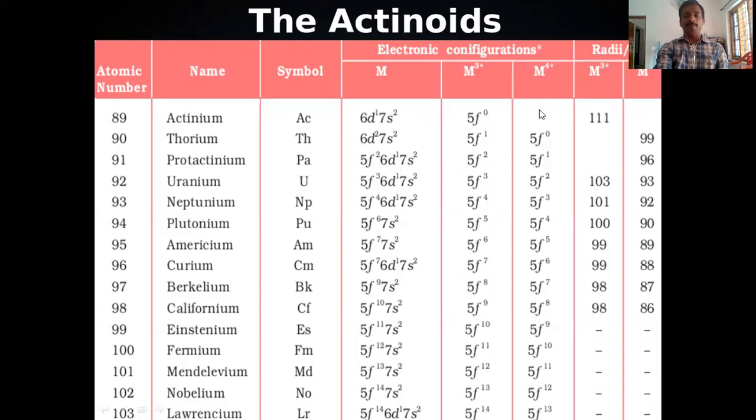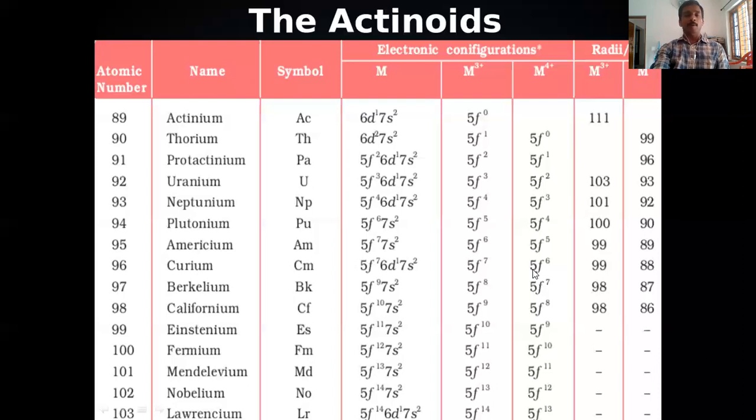But +4 is stable in the case of thorium due to f0 configuration, and in the case of berkelium due to f7 configuration. And here, higher oxidation states are also possible. In the case of lanthanides, we mainly identified the oxidation states as +2, +3, +4. And here +7 oxidation state is also possible.